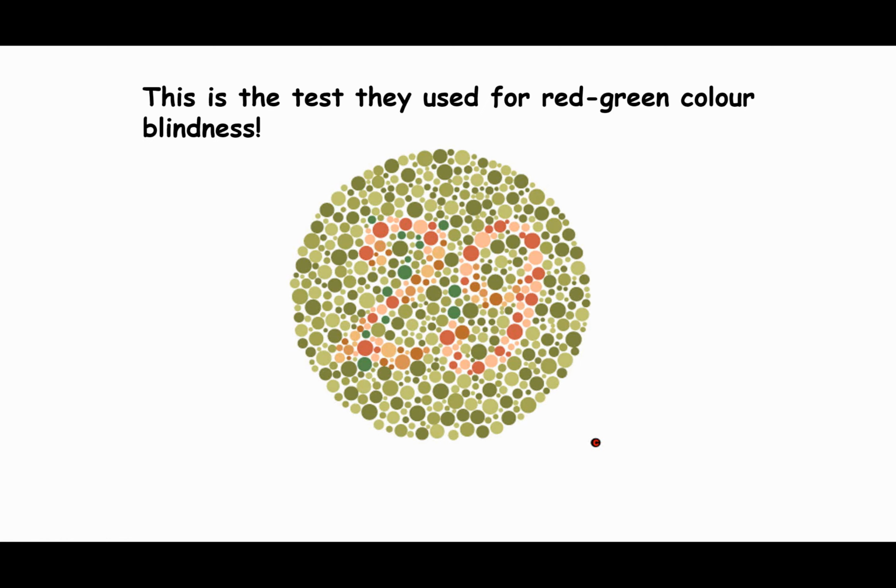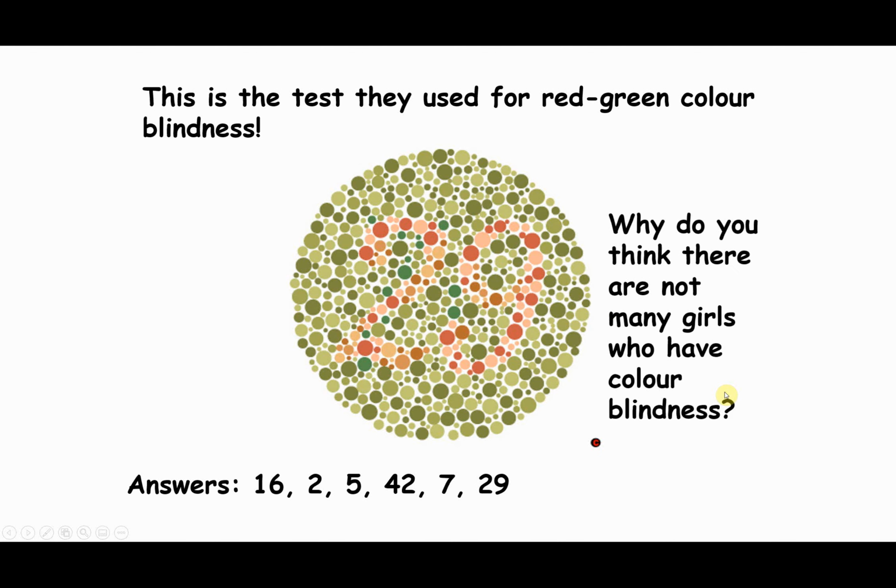Cool. So this is, like I said, a color blindness test, and it's just used to test for red-green colorblindness. And the answers you should have gotten were 16, 2, 5, 42, 7, and 29. Oh, sorry. And then I have a question here. I remember now. So color blindness is much more common in men than it is in women. And we need to think about, why is that the case?